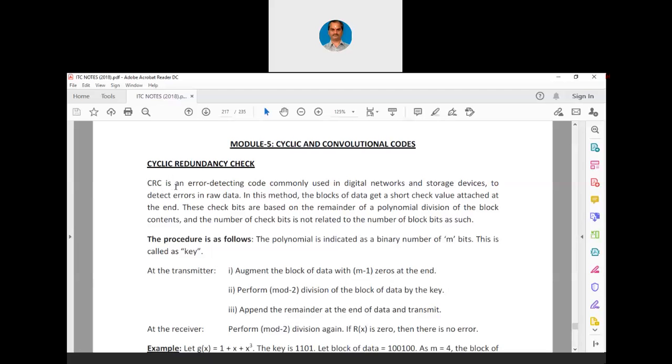CRC is an error detecting code commonly used in digital networks and storage devices to detect errors in raw data. In general, this is going to happen even when you connect a pen drive to your laptop, or at times even from the hard disks to the main memory. When the data transfer is happening, there are errors possible, right? When you connect your pen drive or USB drive to the laptop also, there are errors possible because of noises in the electrical supply.